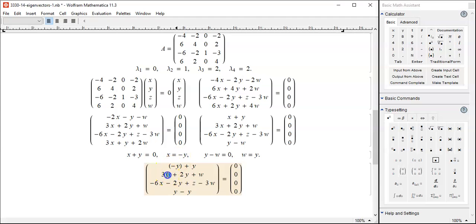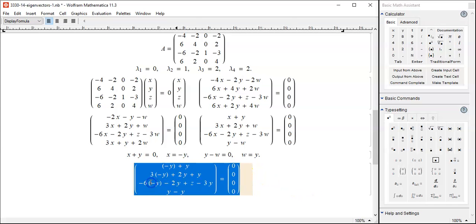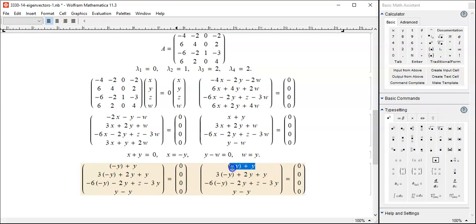And then how about the others? Plug in negative y here, and then w is equal to y. And then let's see, how about this? Minus y there, and then w is equal to y. What further simplification do we have? And this one, 0. That one, 0 equal to 0. No big deal there. Minus 3y plus 2y plus y. So this is minus 3y plus 2y plus y equal to 0. So again, we'll get 0 equal to 0.